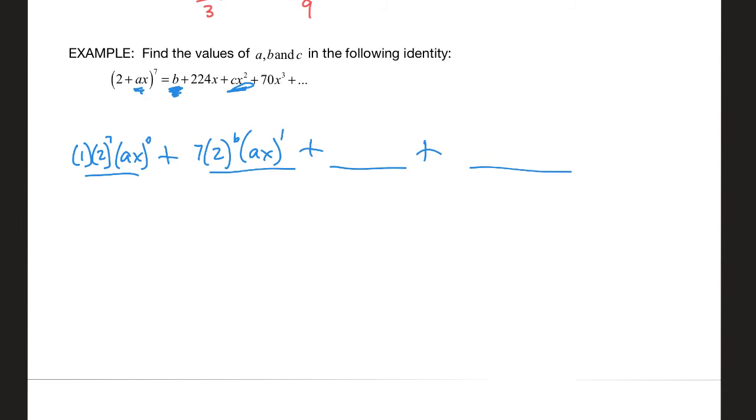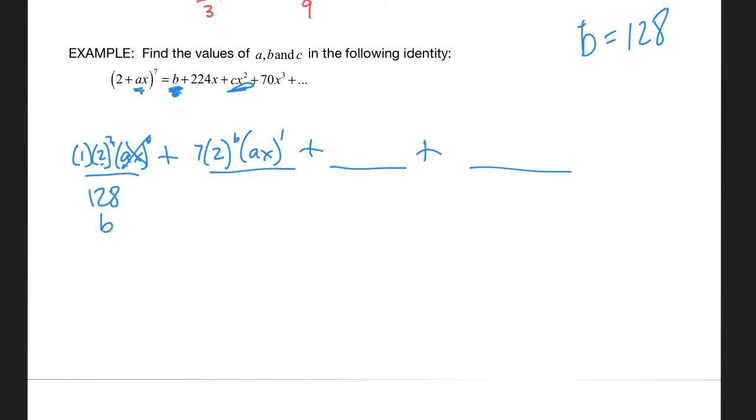This is going to be a constant, right? It doesn't have an x on it at all. So here, 2 to the 7th is 128. Ax to the 0, this just equals 1. So, okay, b is 128. B is 128.